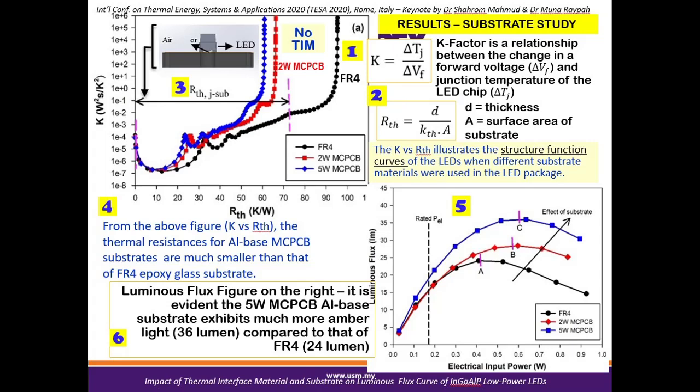So this proves that a lower RTH or lower thermal resistance has the benefit of producing higher luminous flux of the LED package. Therefore, it is advisable that aluminum or metallic based substrate is a better choice compared to the epoxy glass substrate in terms of performance.